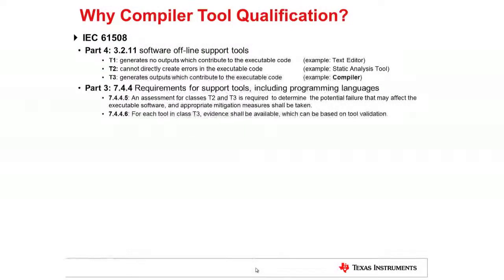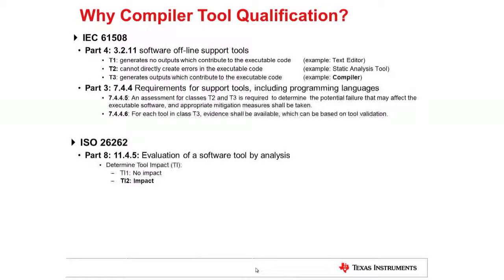Furthermore, IEC 61508 Part 3 specifies additional requirements for both T2 and T3 tools, including an assessment to determine potential failures and appropriate mitigation measures. For T3, further evidence is required, which can be provided based on tool validation.